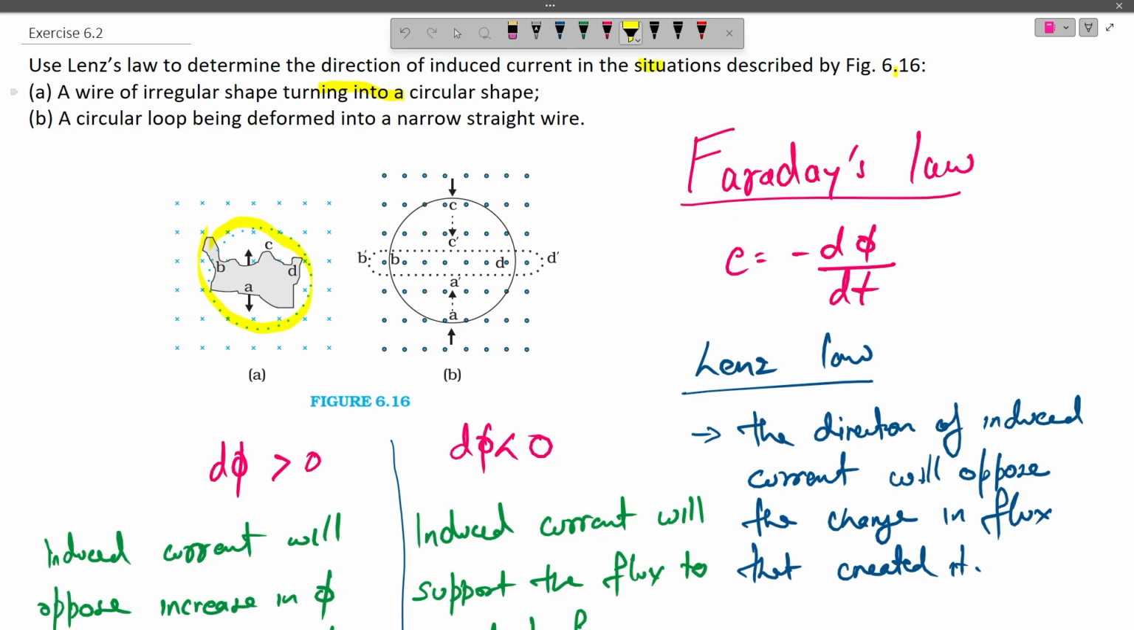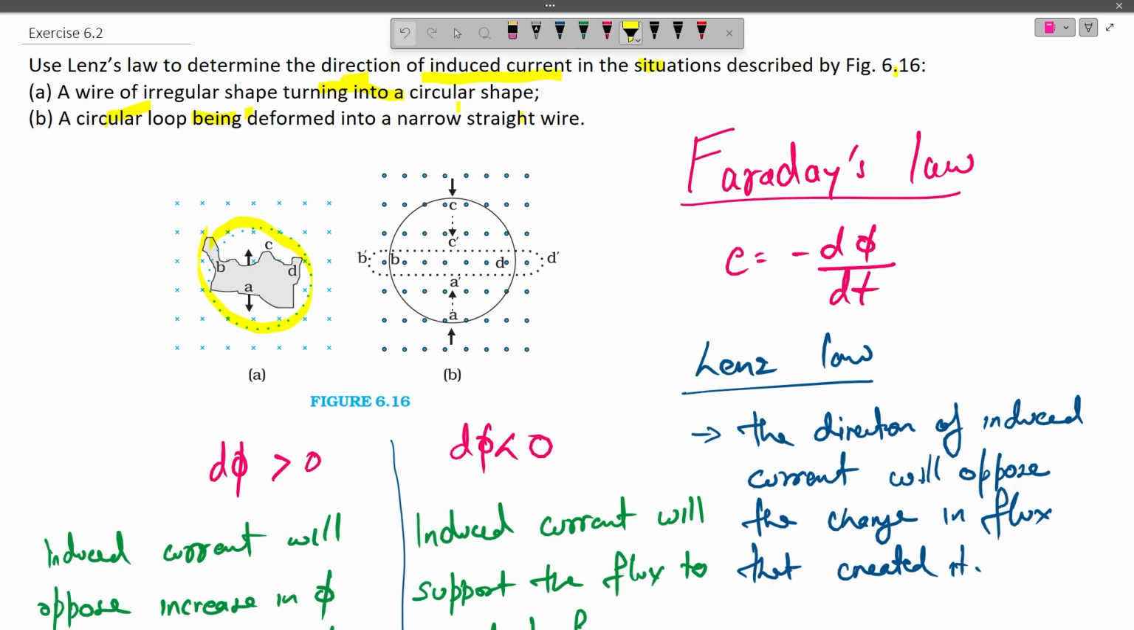And the second question is a circular loop being deformed into a narrow straight wire. So earlier it was a circular loop, now it has been transformed into a straight wire. So we have to find out what would be the direction of induced current in both the cases.